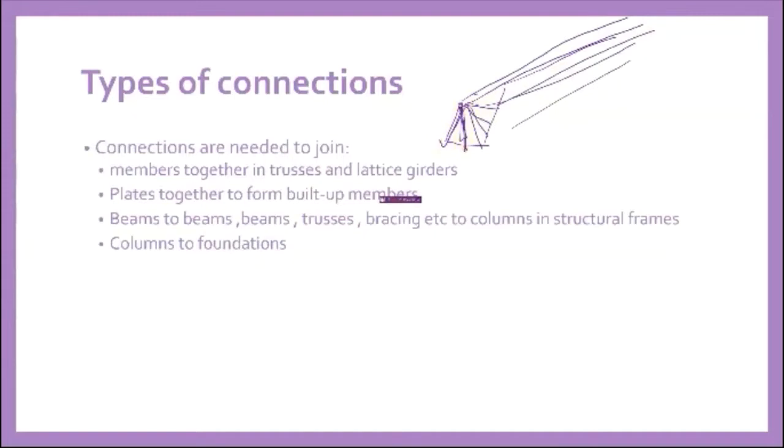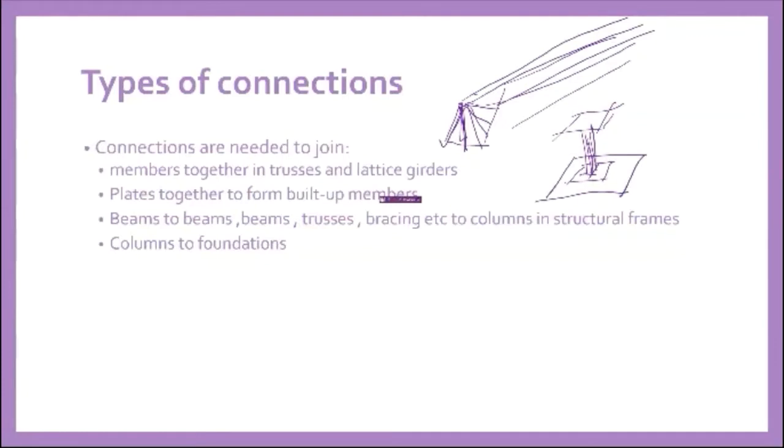Because these are steel elements, they will use steel connections. Plates together to form a built-up member. So you have plates, maybe you want to combine with an I-beam. So you have an I-beam, and you will use steel connections. Beam to beams, trusses, bracing, etc., and columns in structural frames.